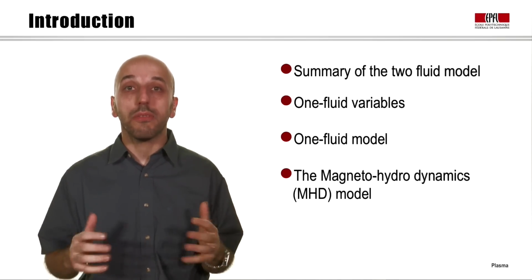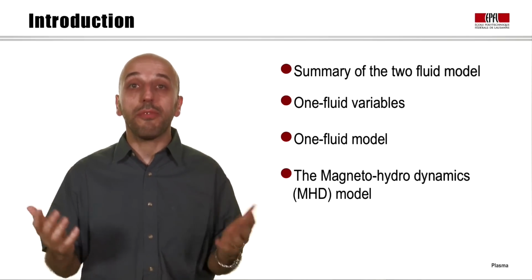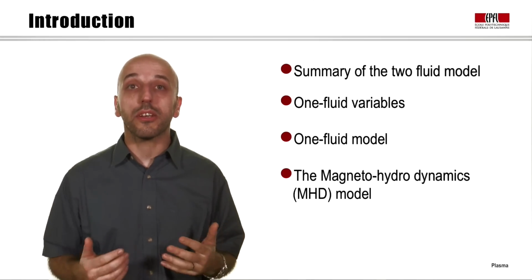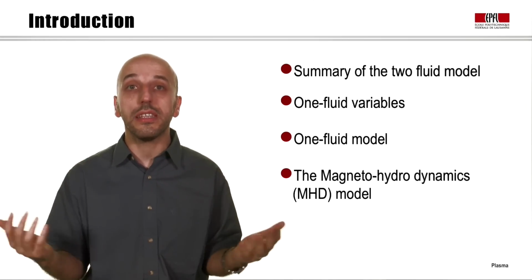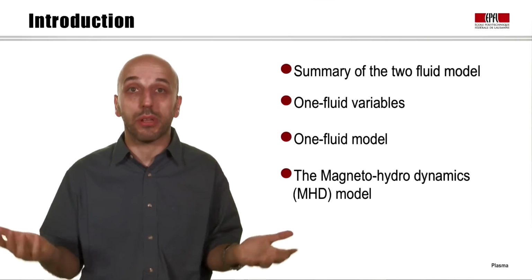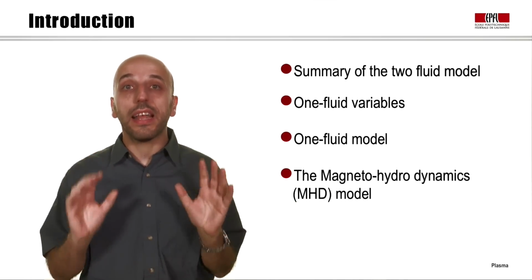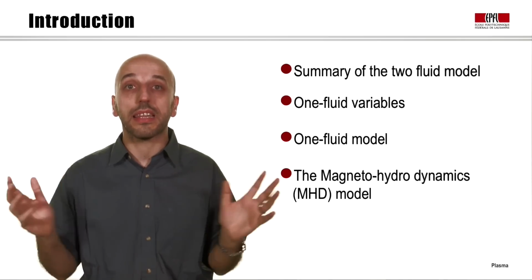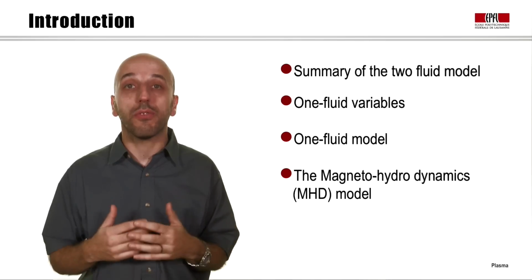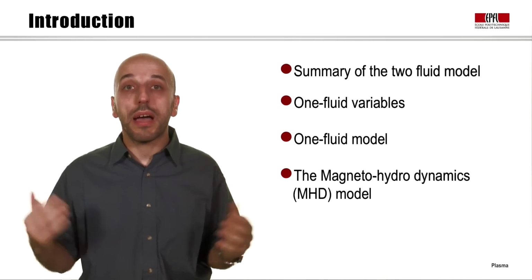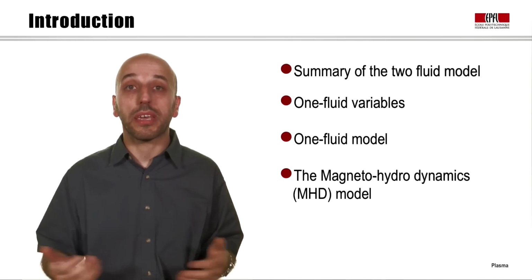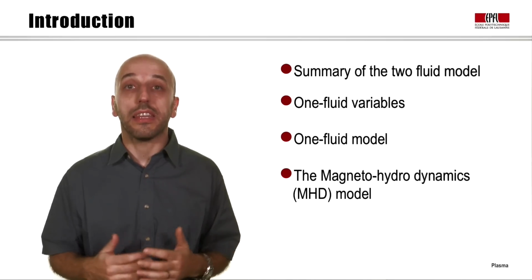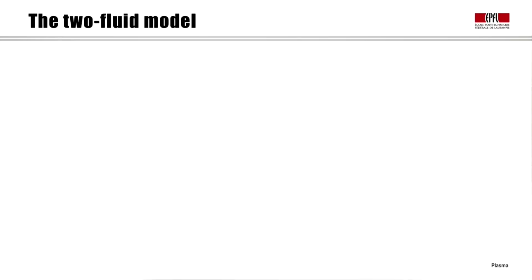So, as a first thing, I will briefly recall the main elements of the two-fluid model. Then I will introduce the variables that are considered by a one-fluid model, and I will describe this model. And finally, I will describe the typical assumptions that are made in the single fluid description of a plasma to come up with the magnetohydrodynamic MHD model, that is one of the most commonly used models in plasma physics.